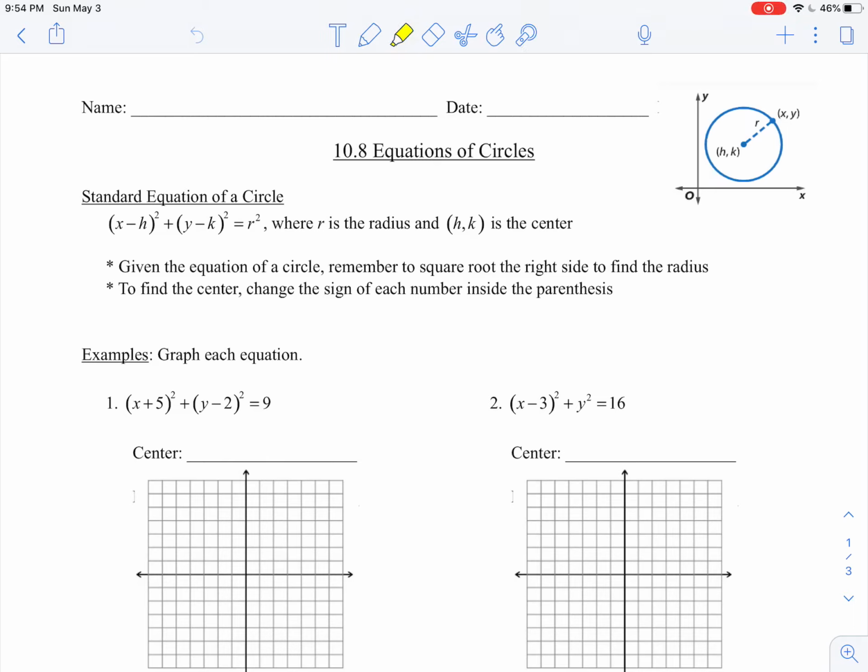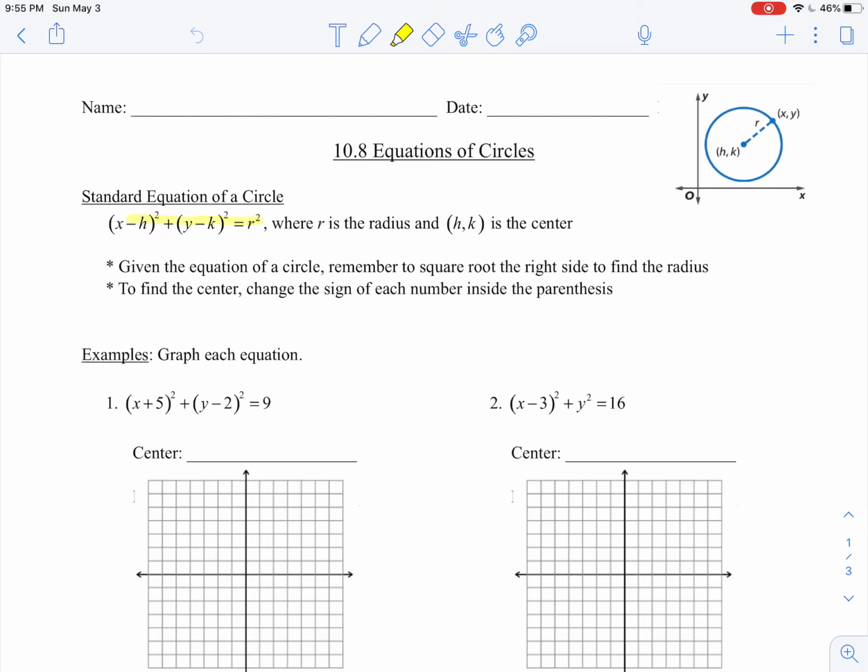Hello, today we are going to take a look at the last lesson of chapter 10, which is all about equations of circles. There are basically two parts of the lesson. One is using the equation of a circle to identify its parts and graph, and then the other is using different information to create the equation for a specific circle.